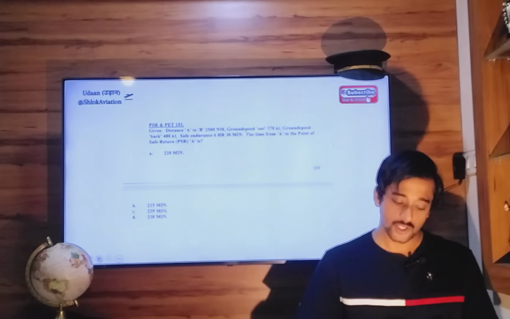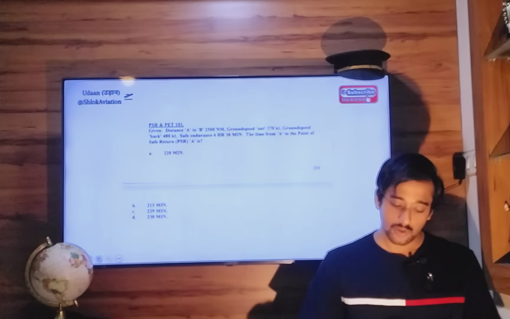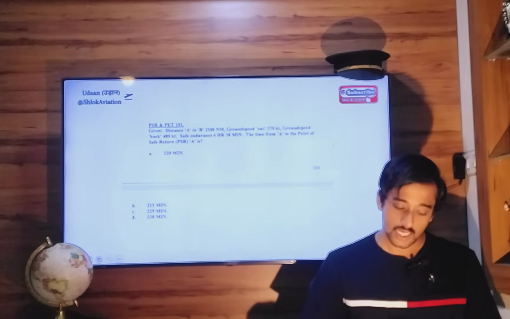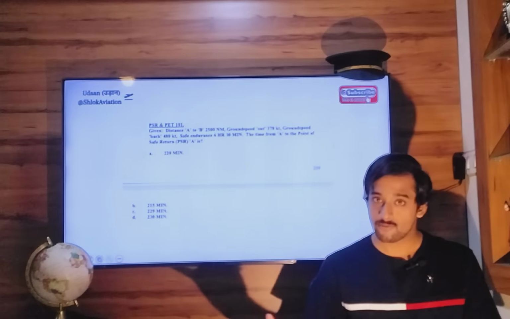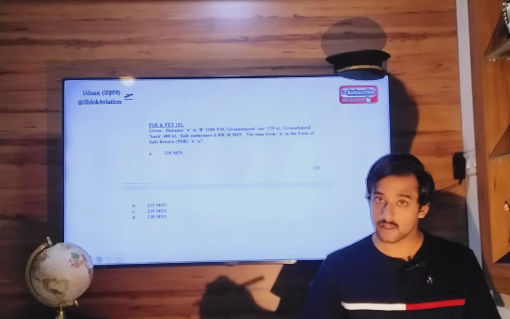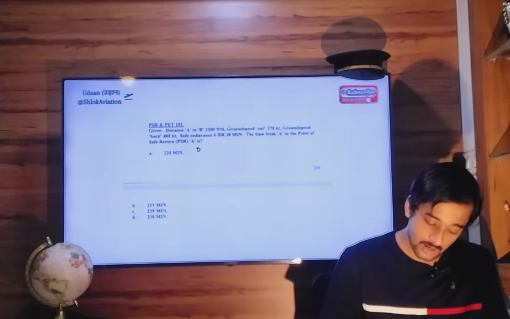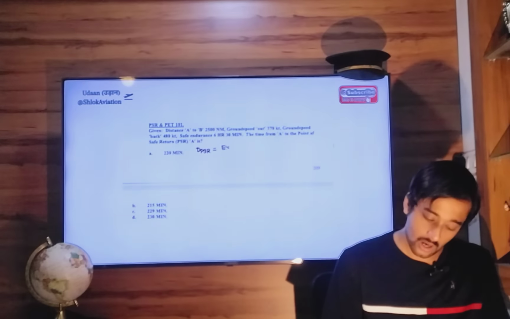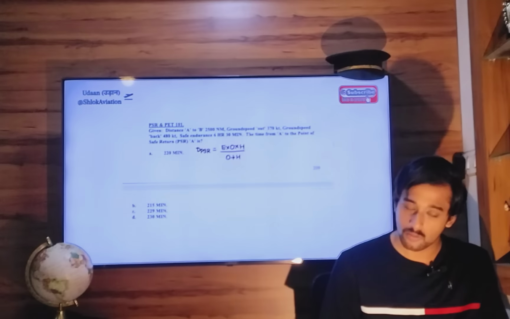Distance A to B 2500 miles, ground speed outbound 370, homebound 480, endurance 6 hours 30 minutes. What is the time from A to the point of safe return? Okay, so first let's find distance to the point of safe return. Endurance into outbound into homebound divided by outbound plus homebound.